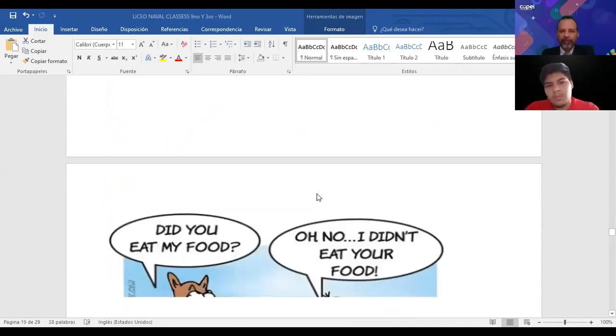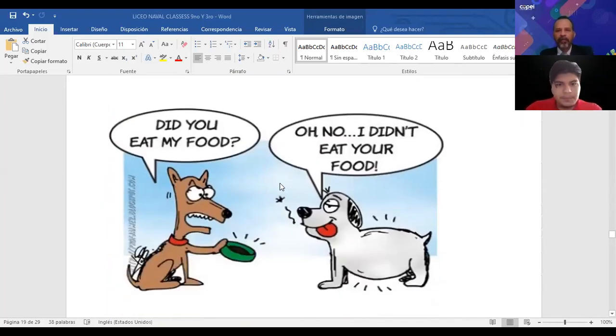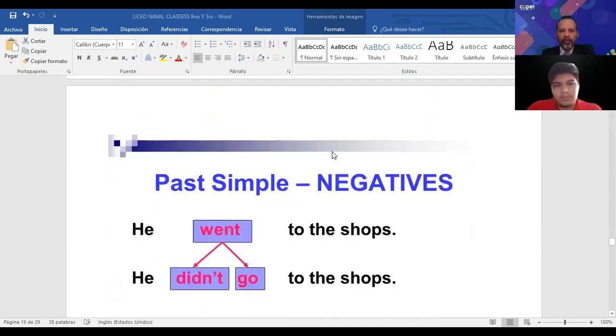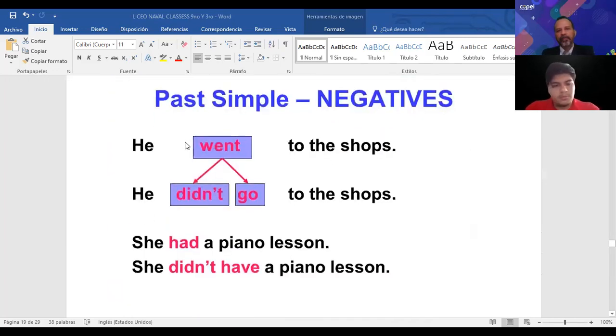For example, here we have a question. Did you eat my food? The other dog says, no, I didn't. Eat your food, and look at the belly. Yes, he ate that food. The negative form is didn't, and the verb in present. Again, it's an affirmative: he went to the shops, and he didn't go to the shop. Simple past, and the negative form didn't, and the verb in present.